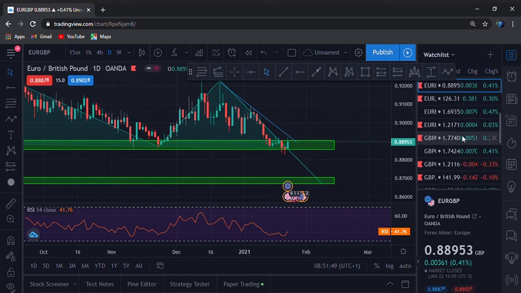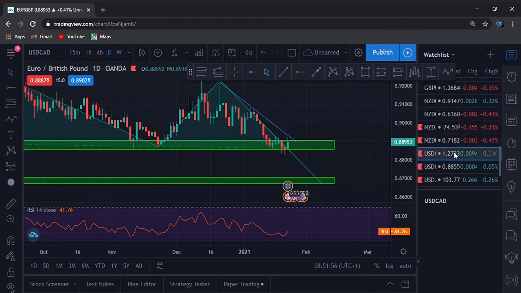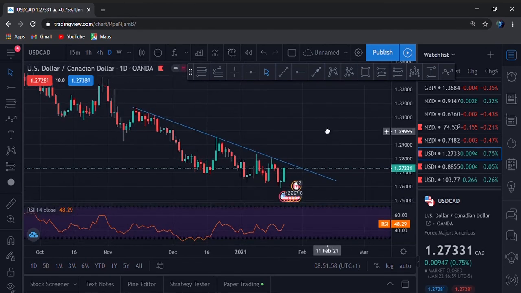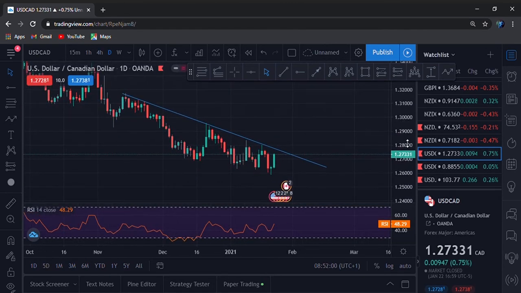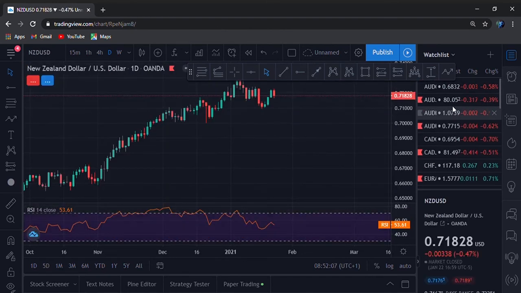Let me try and see if I can get any other pair. Let's look at the USD pair. Okay, USD CHF. Last week I made mention of trading the USD pair this week. Well, the setup actually didn't complete. I think I traded AUD USD. I made a loss on that trade.